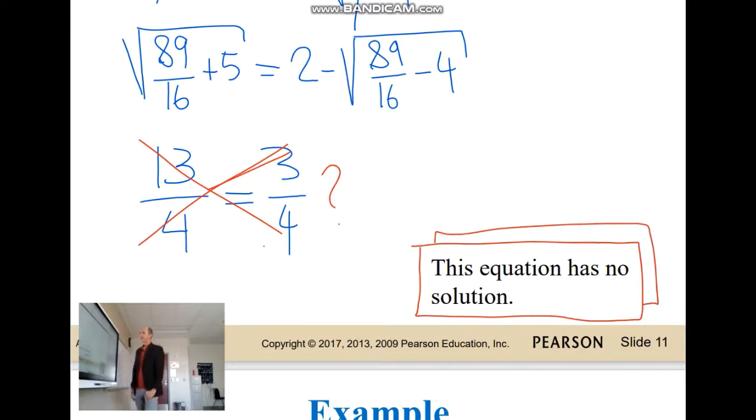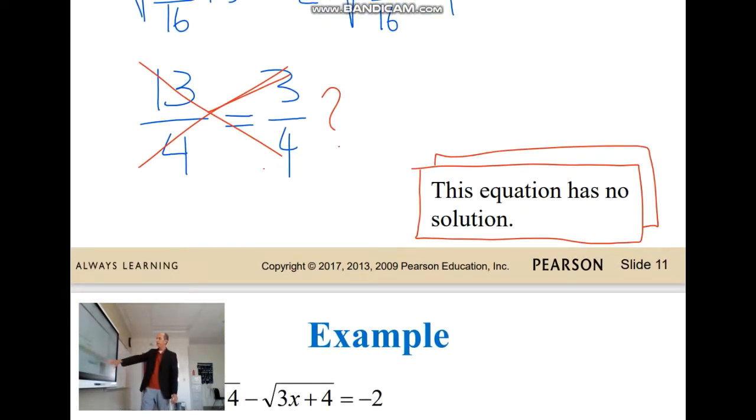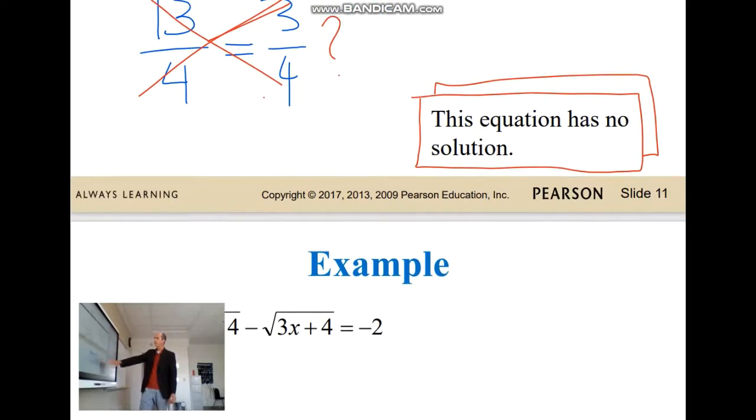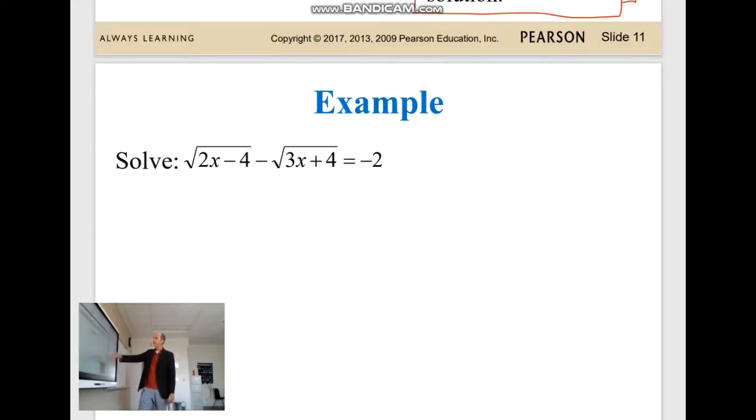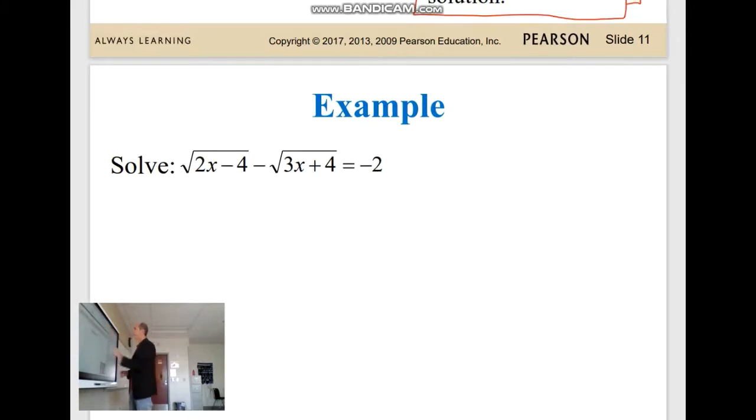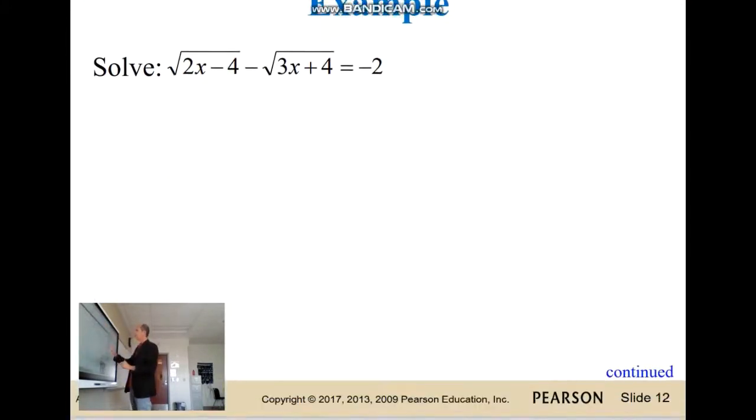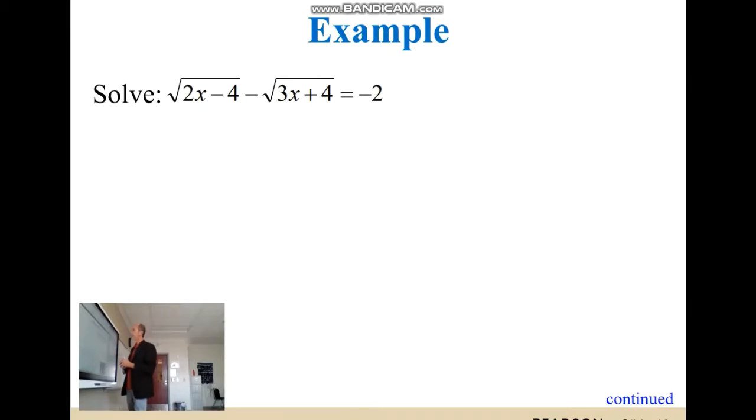Okay? This is how we finish this example. This is an equation that's not going to have a solution. Now let's try this next one, the next example. Solve the square root of 2x minus 4 minus the square root of 3x plus 4.